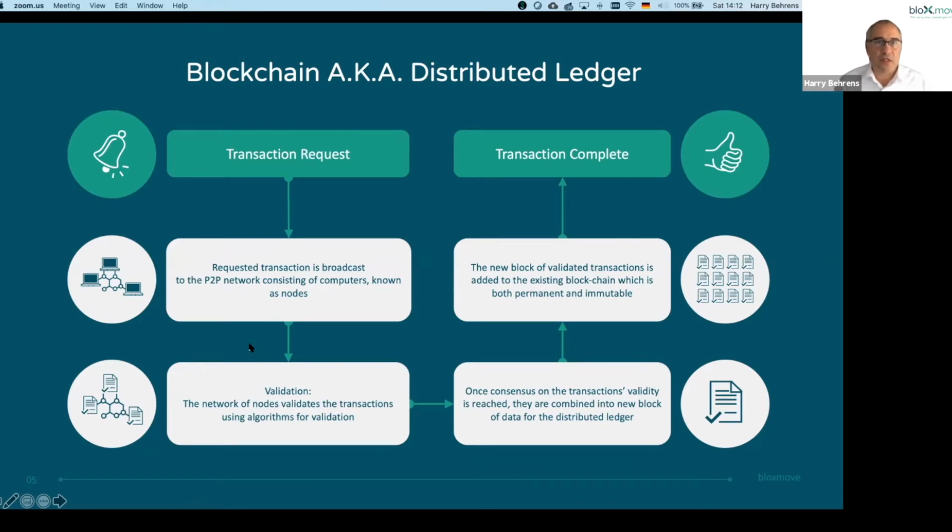A transaction in the business world is, I give you something, a good or a service, and you give me money. Now, blockchain is all about the record keeping. So one of these two legs is usually not within the blockchain. At bloXmove, that will be done differently, but the whole blockchain is about the record keeping.